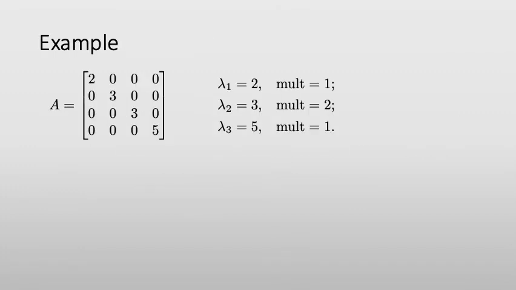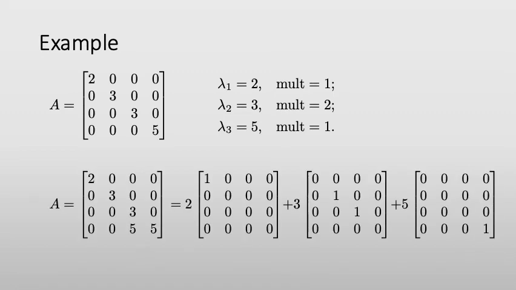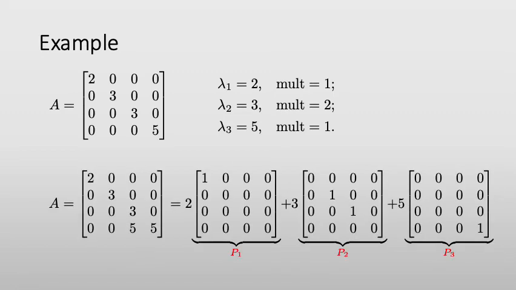The simplest example is when the operator itself is diagonal. This 4x4 diagonal matrix has 4 eigenvalues, but 3 distinct eigenvalues. Lambda 1 equals 2, with multiplicity 1, lambda 2 equals 3, with multiplicity 2, and lambda 3 equals 5, with multiplicity 1. Now we break up A into 3 parts. Each part is the projection onto the corresponding eigenspace.